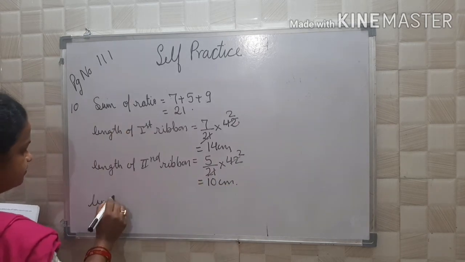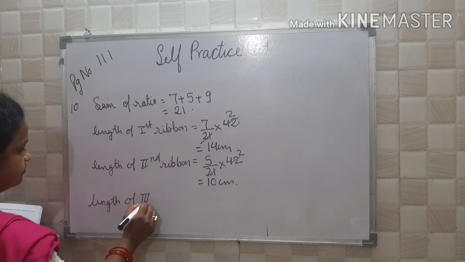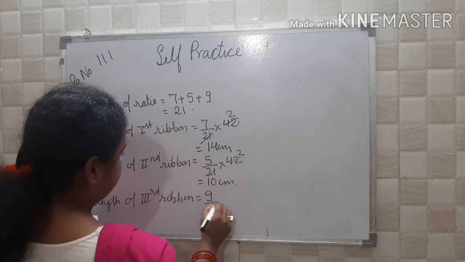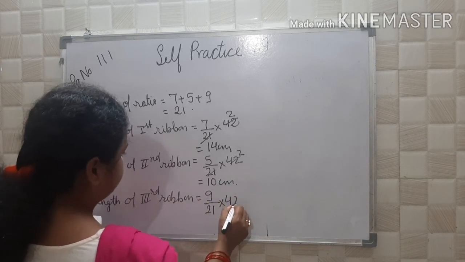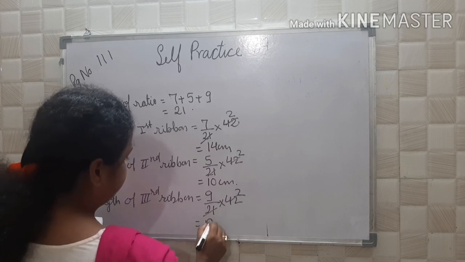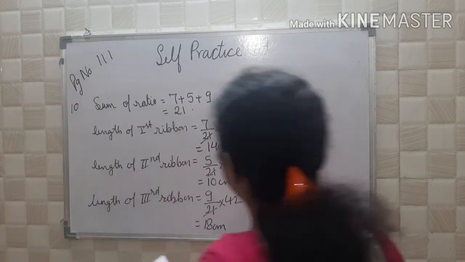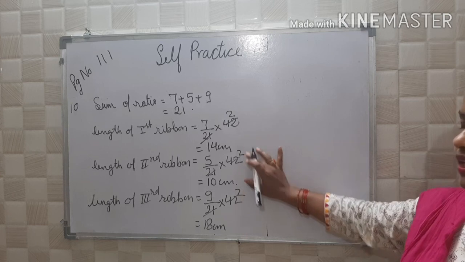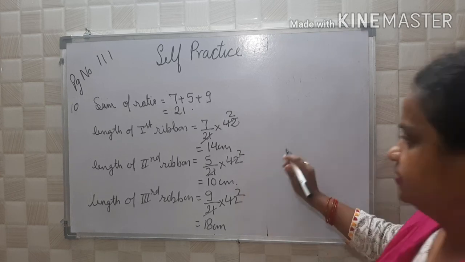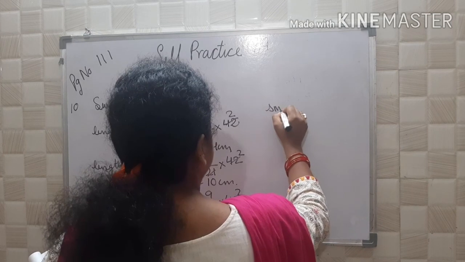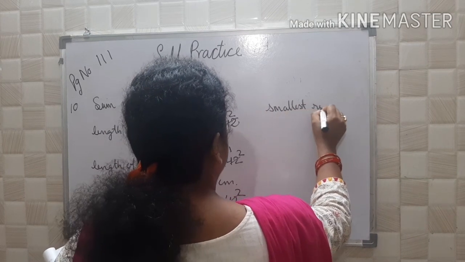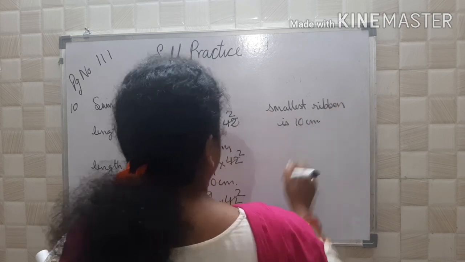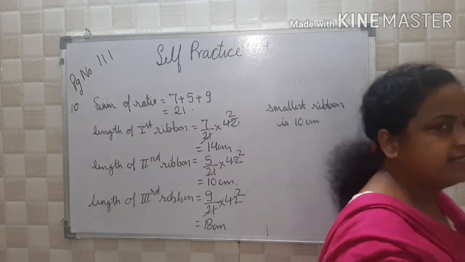Length of third ribbon is equal to 9 upon 21 into 42. 21 twos are 42, 9 twos are 18 centimeter. So which one is the smallest among all the three? 14, 10 and 18. Which one is the smallest? 10 centimeter. The smallest ribbon is 10 centimeter. It is the middle one.